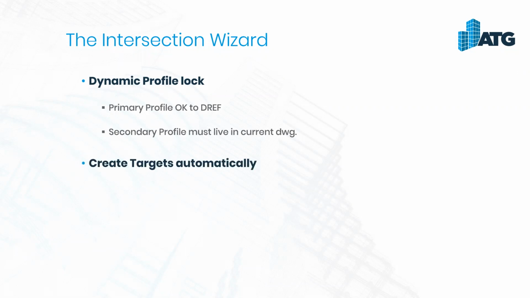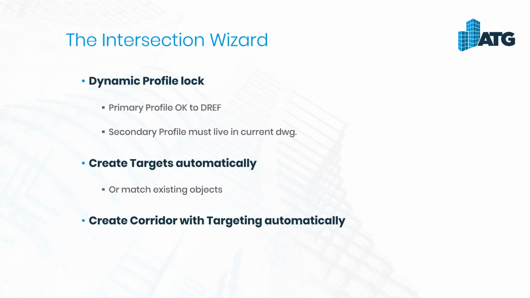The intersection wizard does give you an ability to create your targets automatically. So if you don't have your offset alignments and profiles, if you don't have your connected alignments for your curb returns, the wizard will do this for you. And in fact, this was the only way to get your curb returns until I believe it was 2018 when the connected alignment feature was introduced for manual creation. Now, if you did already have those, you can map those through the intersection wizard dialog. The third thing that it can do, and only if you have created or mapped those target objects, is actually create that corridor with your targeting automatically.